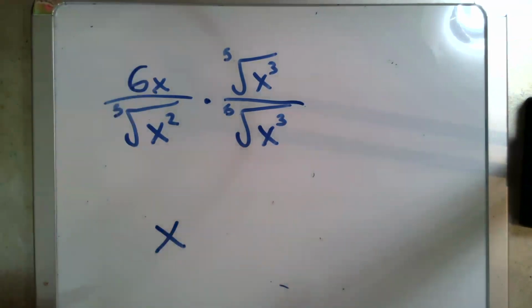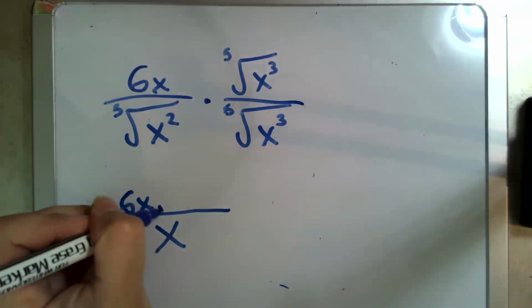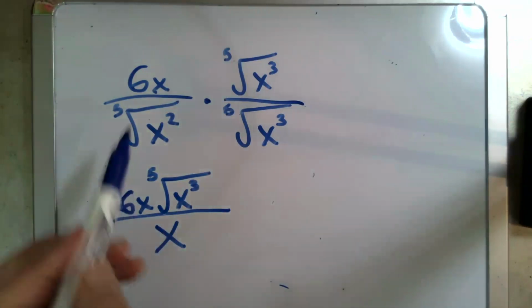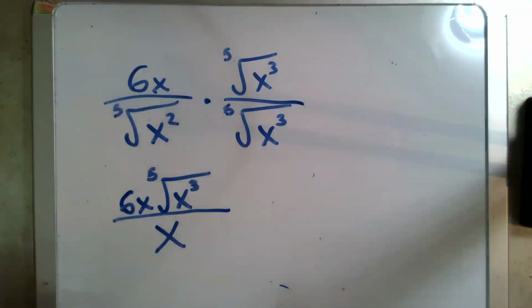Now, where did that leave us in the numerator? We have our 6x, and we're multiplying it by our fifth root of x cubed. And this is our rationalized version of this right here.